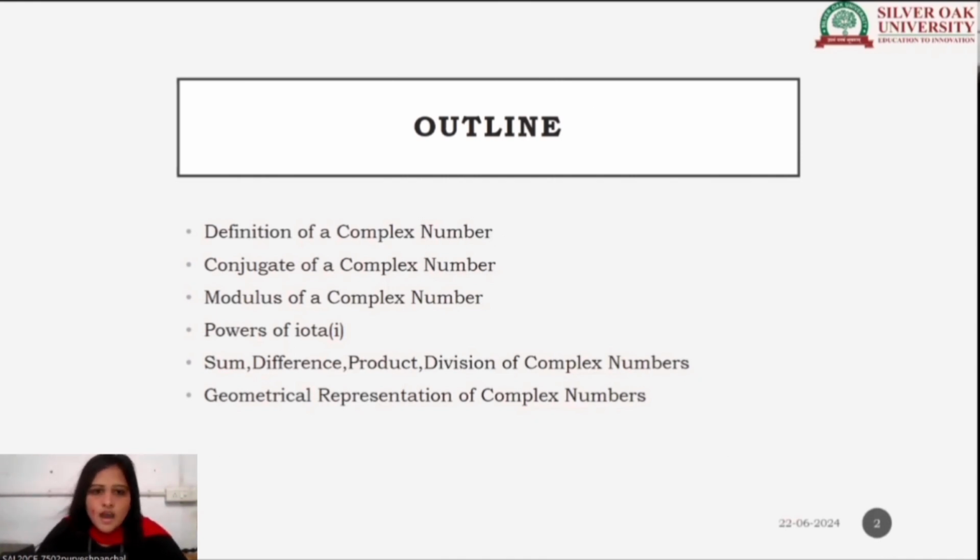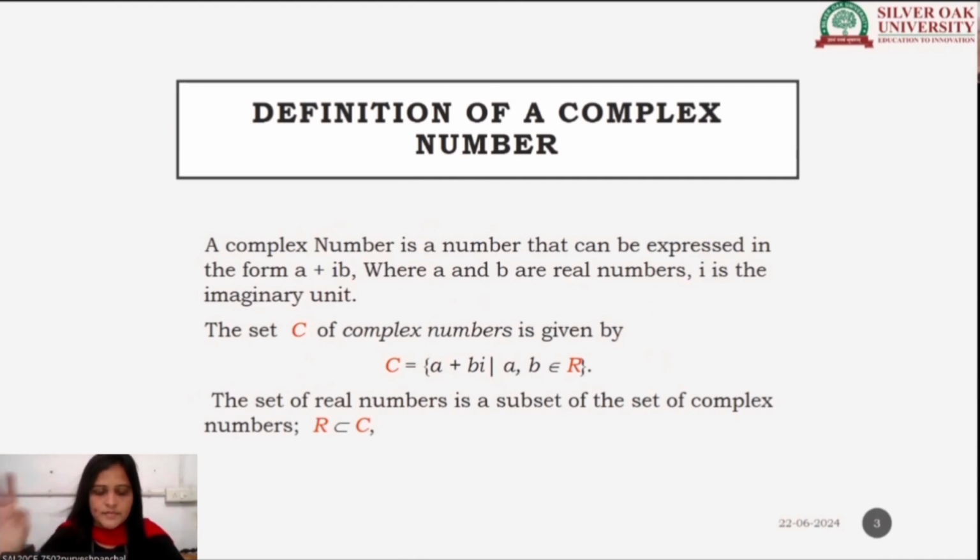So, these are the outlines of complex numbers: definition of a complex number, conjugate of a complex number, modulus of a complex number, power of iota, sum, difference, product, division of complex numbers, geometrical representation of a complex number, and we are going to understand all these outlines one by one in detail. First of all, let us see the definition of a complex number.